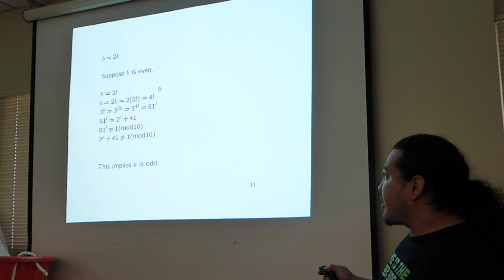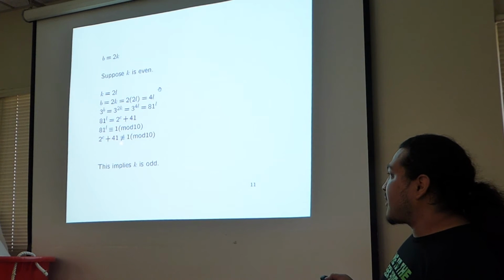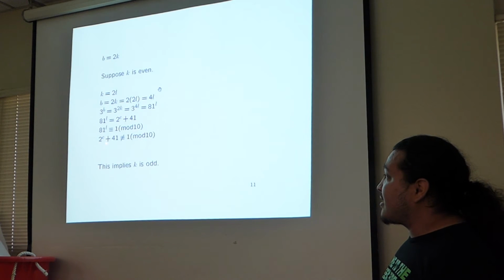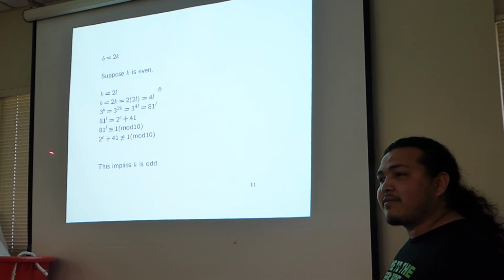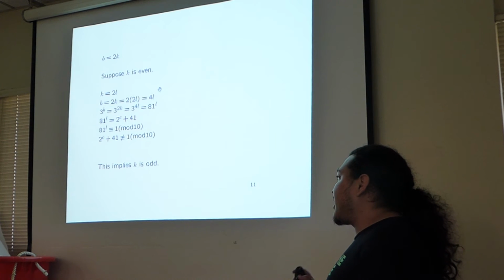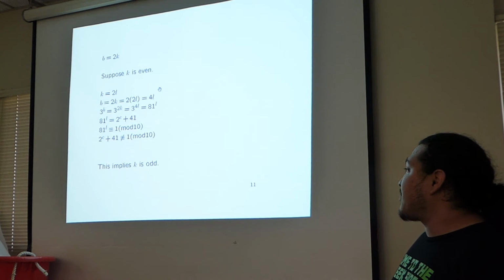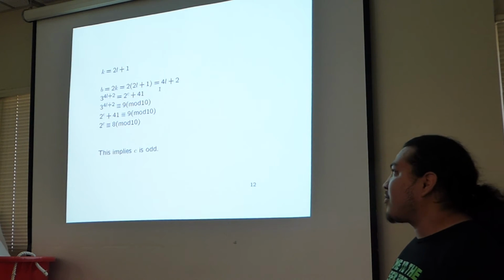But we know here that 2 to the C plus 41 never ends in a 1. Because if you have this ending in 1, that means that this 2 to the C has to end in a 0. That 2 to the C can't end in a 0, because then it means it has a factor of 5, and we know that 5 does not divide 2 to the C. So this implies that k is odd. So after all this, we get that k is odd, and we work with k is odd.